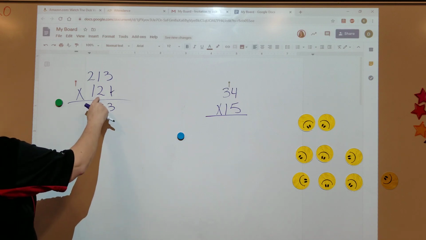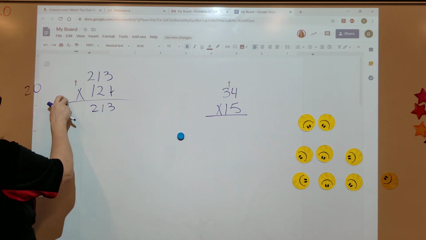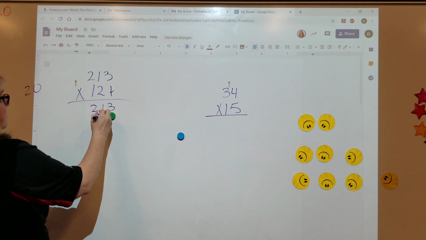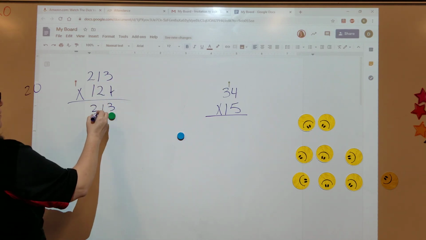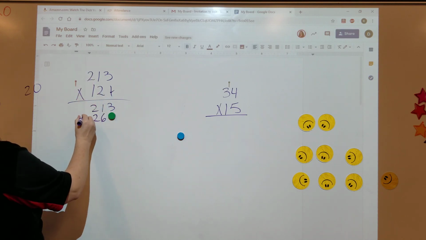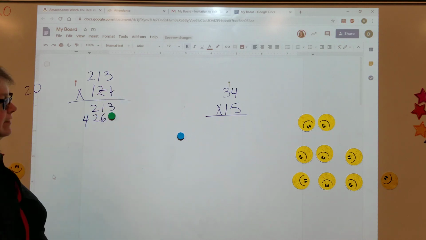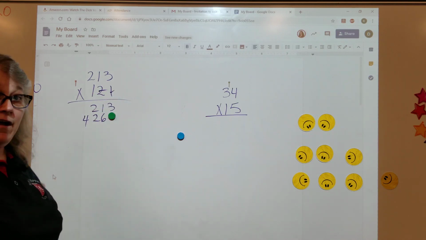Now, this right here is the same as 20 because it's 2 10s. So let's put our 0 there. 2 times 3 is, yes, 6. 2 times 1 is 2. And 2 times 2 is 4. Now for you who like a challenge, we've already done that. What do you think we're going to do with that?